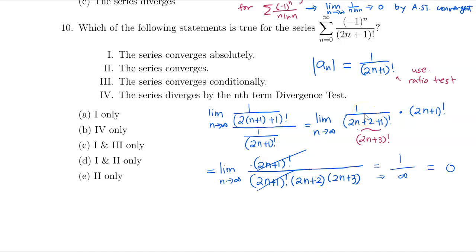So, and for ratio test, if this is less than 1, then that means it is convergent. So we got 0 and that's less than 1, so that means it is convergent. So if it is convergent absolutely, because that's the absolute value, that means 1 is correct, and absolute convergence implies convergence. So 1 and 2 are the answer. So 1 and 2, letter D.